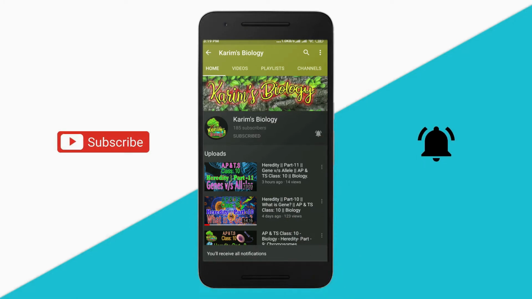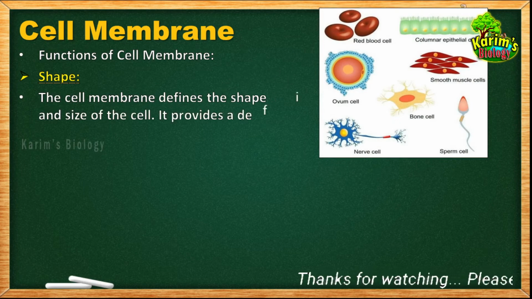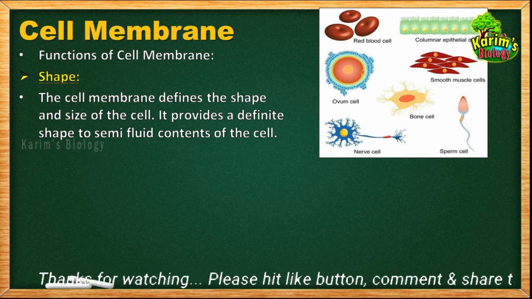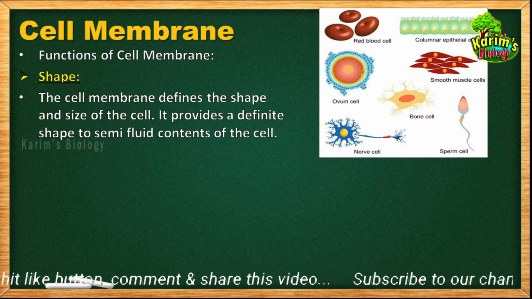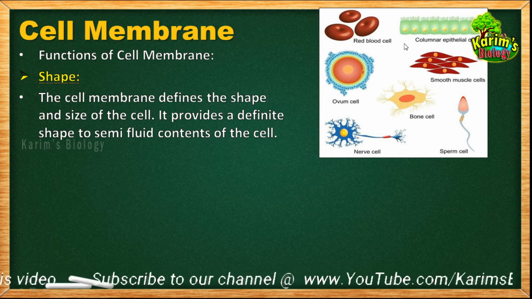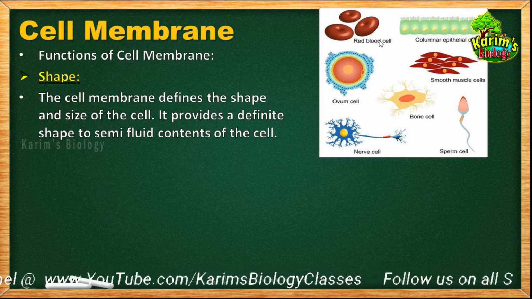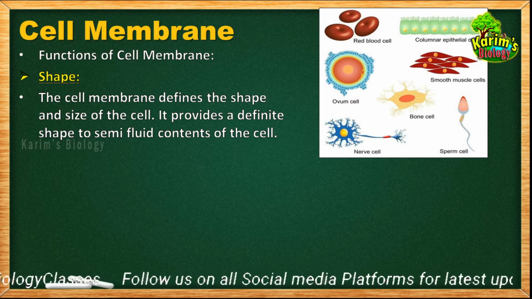The first function of the cell membrane is it is going to define the shape and size of the cell. That means it provides a definite shape to semi-fluid contents of the cell. Children, you knew that in our body we have different types of cells: epithelial cells, red blood cells, sperm cells, female gametes, muscle cells, bone cells, nerve cells.